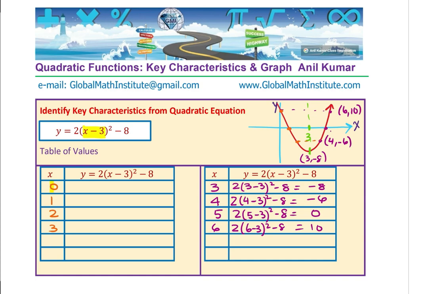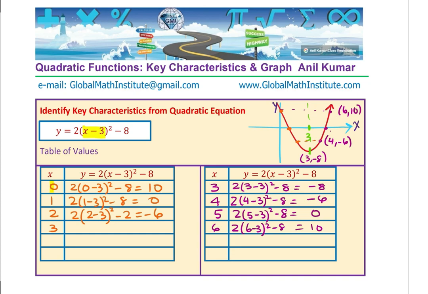Calculate. So if I substitute 0 here, then I get 2 times (0 minus 3) whole squared minus 8, which is 18. 18 minus 8 is 10. And if I substitute 1 here, I get 2 times (1 minus 3) whole squared minus 8. 1 minus 3 being minus 2. 2 squared 4. 4 times 2, 8. And then that gives me 0 as expected. And when I substitute 2, 2 minus 3 is minus 1. 1 squared times 2 is 2. And when I take away 2 from 8, I get minus 6. Correct?